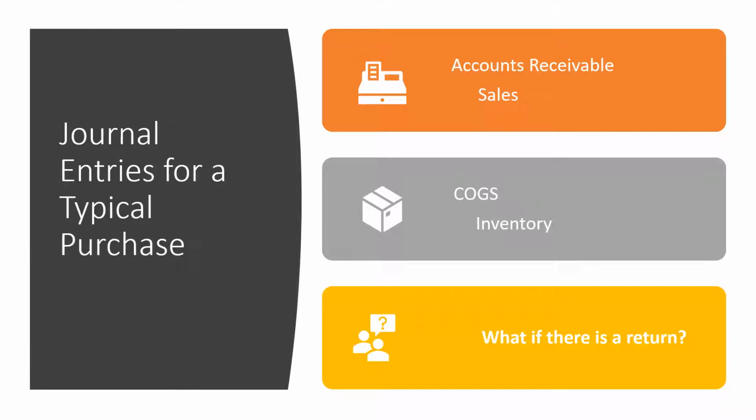So just as a quick reminder, this is the basic setup of your typical journal entry for a purchase. If the purchase is on account, it's going to be an accounts receivable. If it is a cash purchase, then that accounts receivable will say cash. It'll be in the cash section.